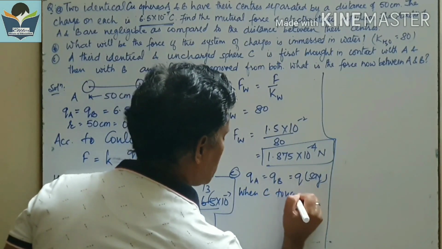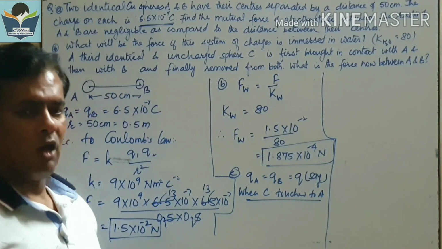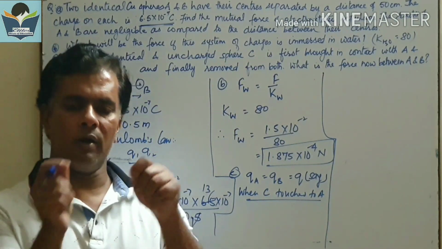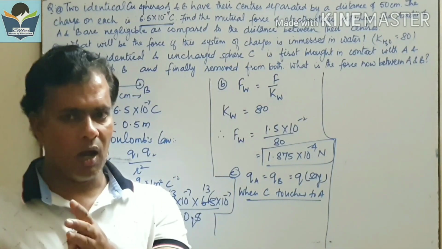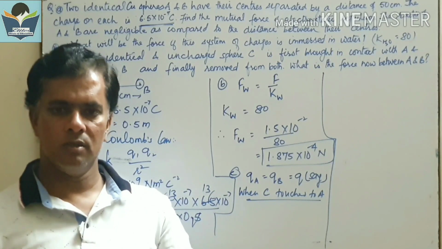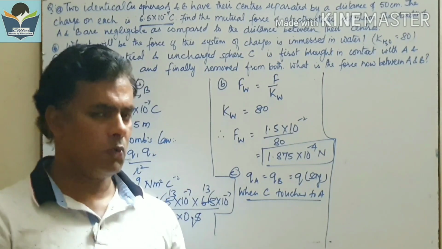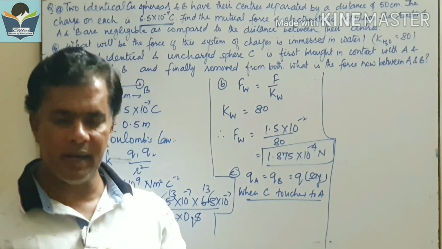Now, when C touches A, what will happen? When we bring body C in contact with A, C is uncharged and A is charged. When they are brought in contact, they share the charges. The charge is redistributed equally because the bodies are identical.